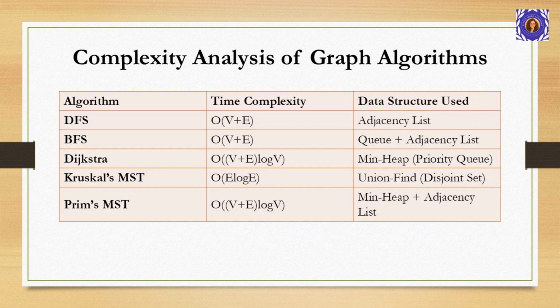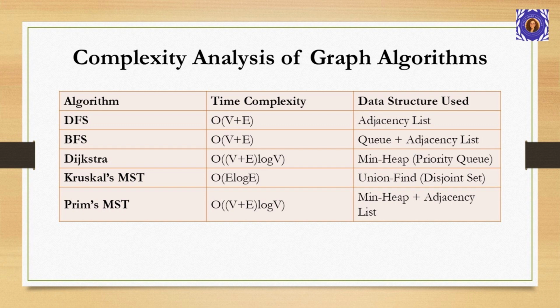Let's now look at the time complexity of key graph algorithms. Depth-first search and breadth-first search both have a time complexity of O(V + E), where V is the number of vertices and E is the number of edges. Dijkstra's algorithm, when implemented with a priority queue and an adjacency list, has a complexity of O((V + E) log V). Kruskal's algorithm has a time complexity of O(E log E) due to the need to sort edges. It is most efficient on sparse graphs.